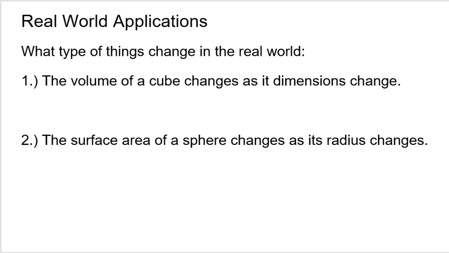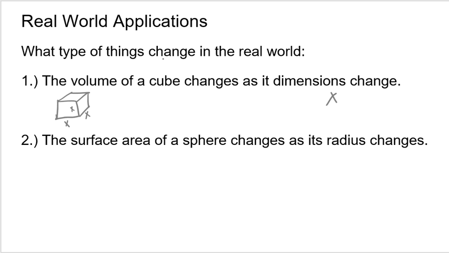All right, so what are some real-world applications? So basically, remember, calculus is all about change. So what types of things change in the real world? Well, here are 2 examples. The volume of a cube changes as its dimensions change. So remember, a cube has all equal sides and equal height, length, width, everything. Everything is the same. So imagine if I called the dimensions x. So x by x by x, then the volume would be x cubed.